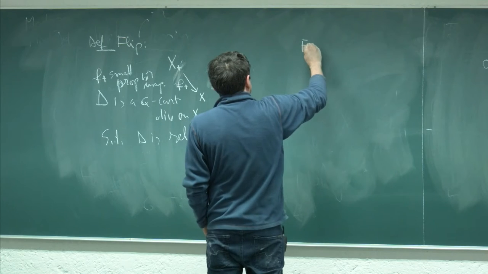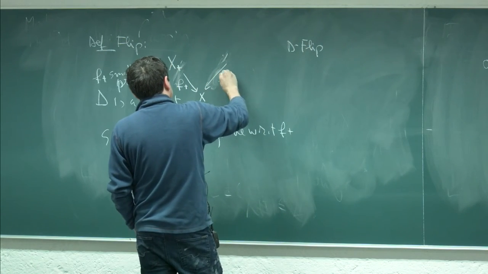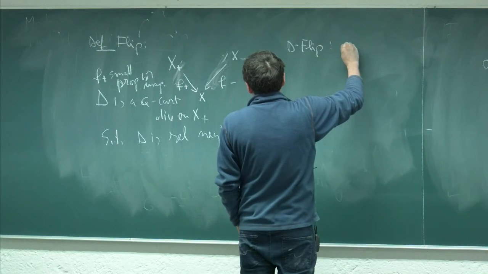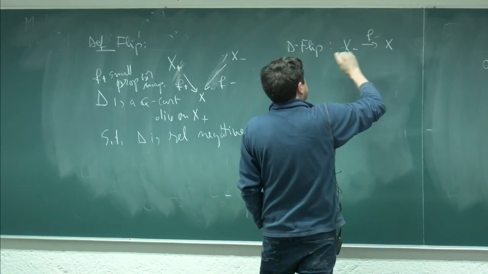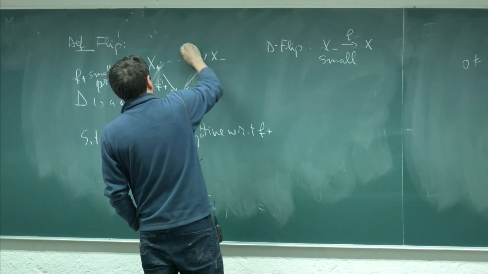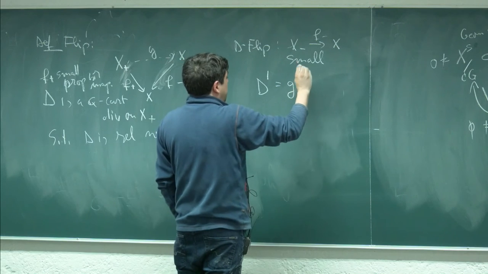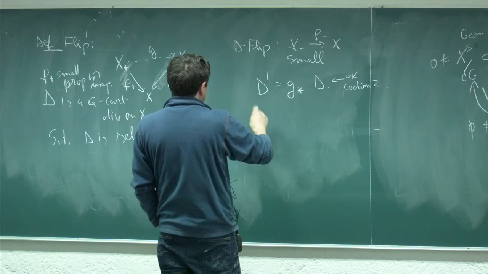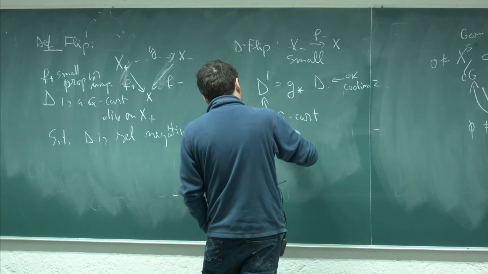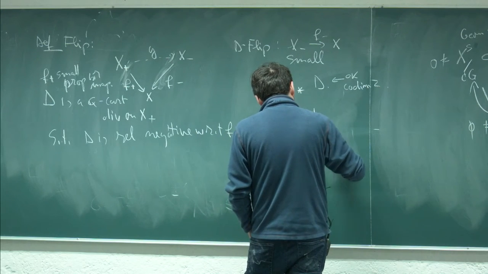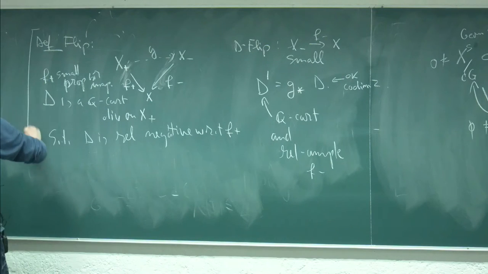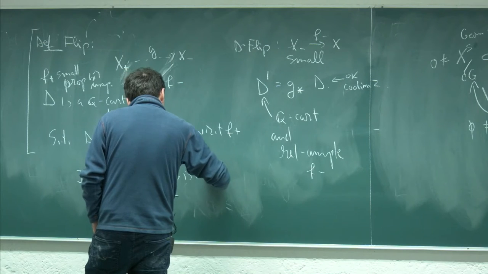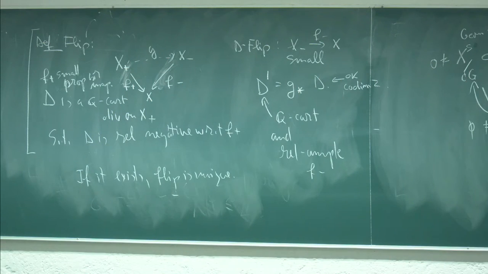Then a D flip is a diagram x minus, f minus to x, which is again small, such that if I take D prime, which is the push forward of D, this is okay because of codimension 2, I want this one to be Q-Cartier and relatively ample with respect to F minus. And I think if it exists, then the flip is unique. Maybe one has to be a bit careful here, but anyway.